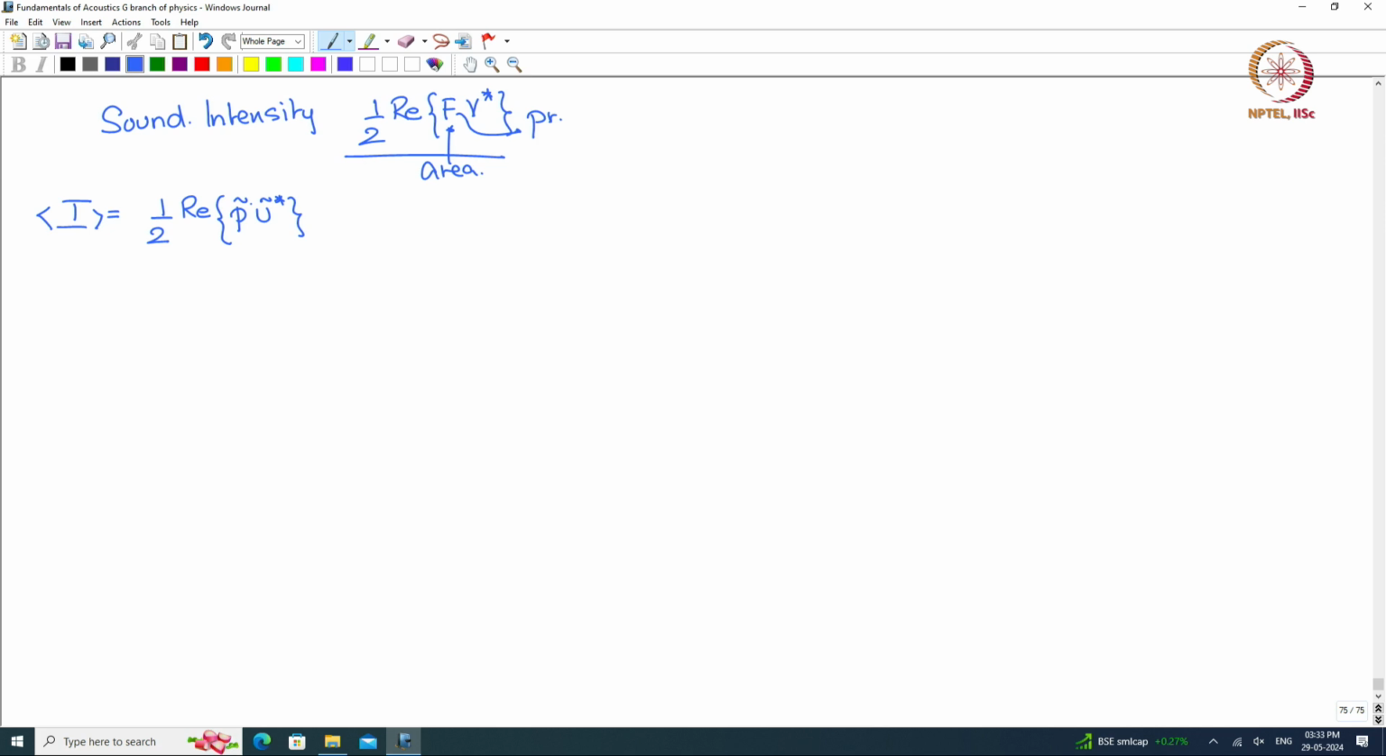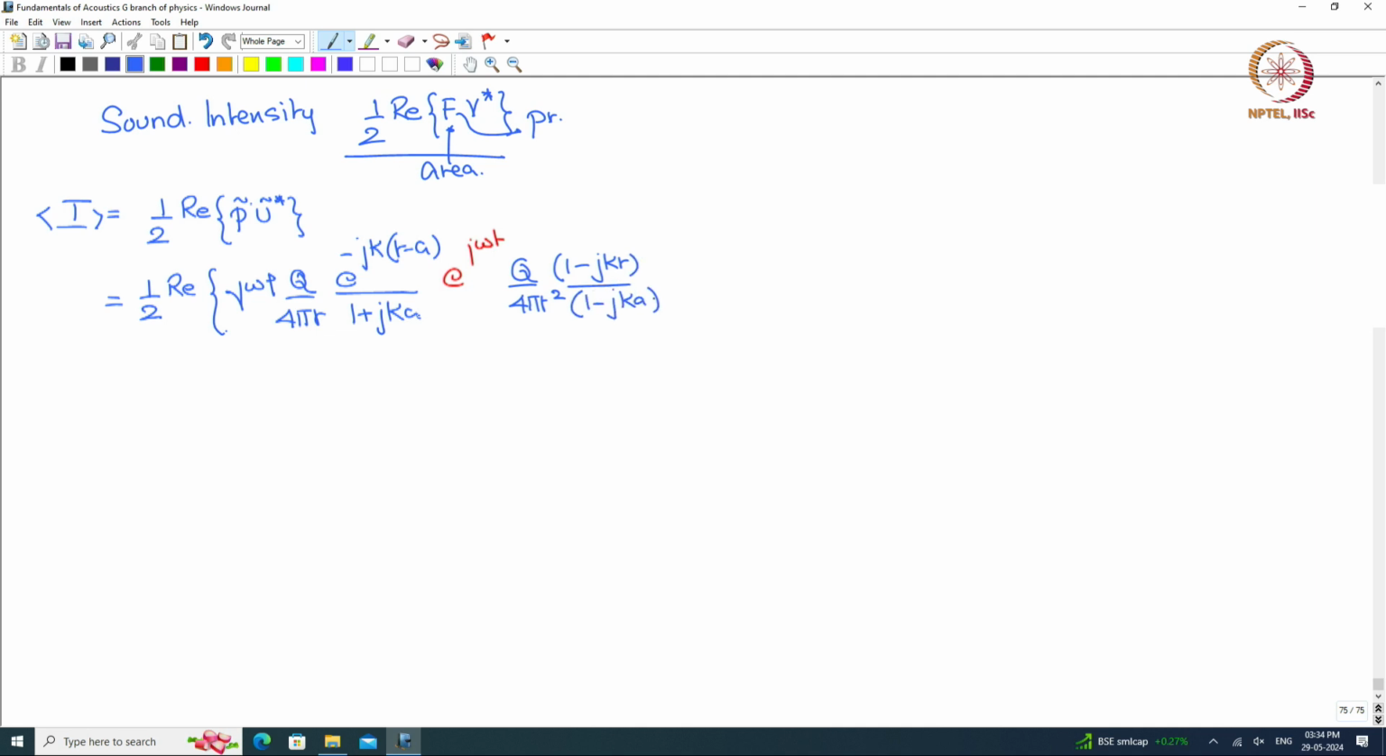So if we now look at that, let us see, we have 1/2 the real part of P tilde, which is j omega rho q by 4 pi r, e to the power of minus j k r minus a, by 1 plus jka, into u conjugate, which is q by 4 pi r square, 1 minus jkr by 1 minus jka, e to the power jkr minus a.